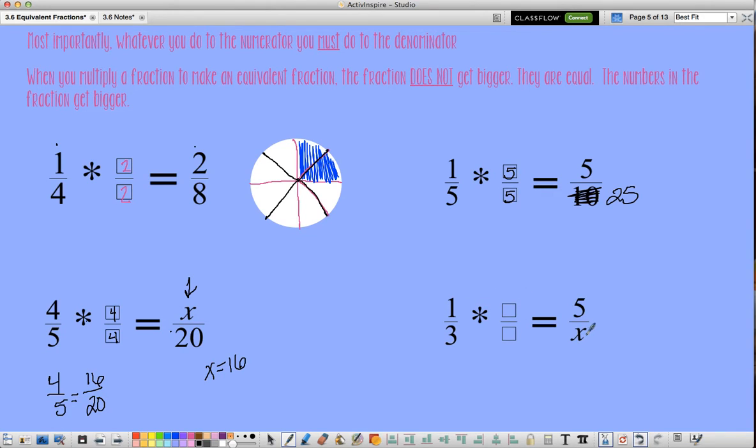Okay, and again, even if the denominator is missing and I know the numerator, I still know I multiplied by 5. So I know I have to do that on the bottom, and I get 15. So I know that 1/3 is equal to 5/15.